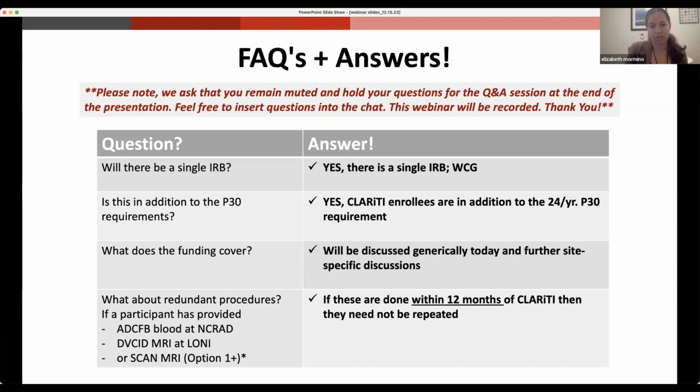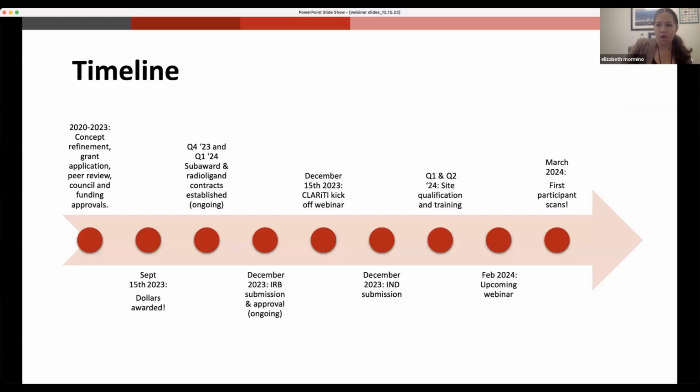And then another common question has been about redundant procedures, specifically about blood and MRI, if this has already been done within the last year. So the answer to that is we won't be repeating that. You won't need to repeat that. For instance, if you have blood at NCRAD, if you're participating in Diverse VCID. Another potential flavor of this is if you've already done an MRI scan on a participant in CLARiTI, we think this would enable you to waive the MRI, but we need to confirm some data sharing details to make sure the data sharing is the same as what we are going to be doing in CLARiTI for that to be okay.